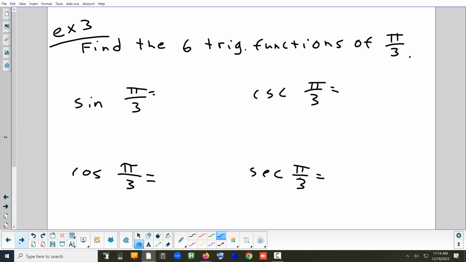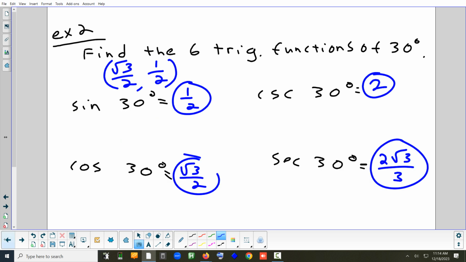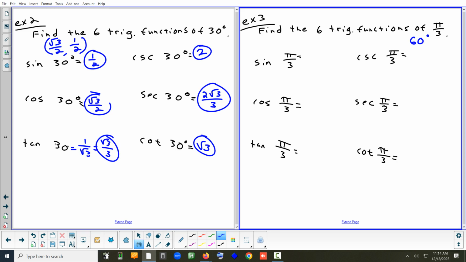Well, what are they asking for here? The 6 trig functions, it's pi over 3. Well, what's pi over 3? Yeah. 60 degrees. So this is pretty similar to the last problem. The last problem was a 30. This problem is a 60. So we can just look at both and figure this out pretty quick. What's the coordinate for 60? That's where the triangle is up higher in the quadrant, so the height is higher than the base.